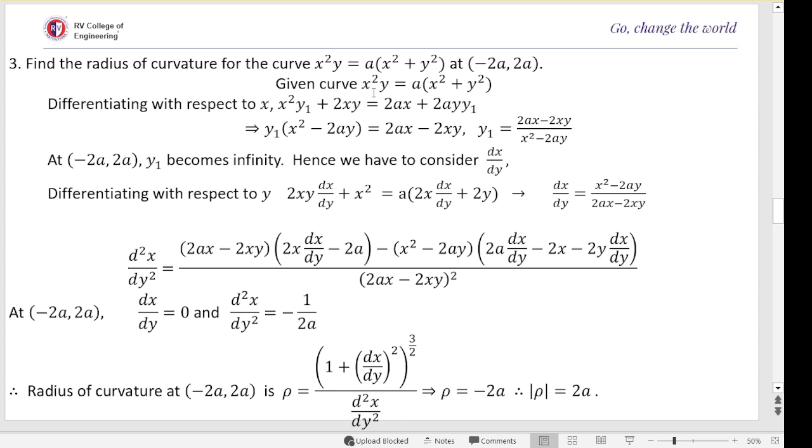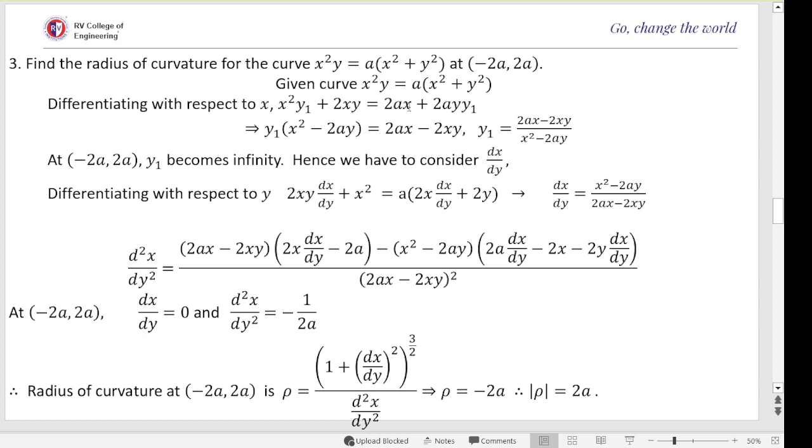So differentiate this with respect to x. Since the left hand side is a product of two functions, you have to use the product rule here. That is, first function into derivative of second function plus second function into derivative of first function. Here I am going to consider x square as the first function and y as the second function. So x square into derivative of y with respect to x, that is y1, plus y into derivative of x square, that is 2x. So x square y1 plus 2xy equal to the right hand side, a into derivative of x square with respect to x, 2x.